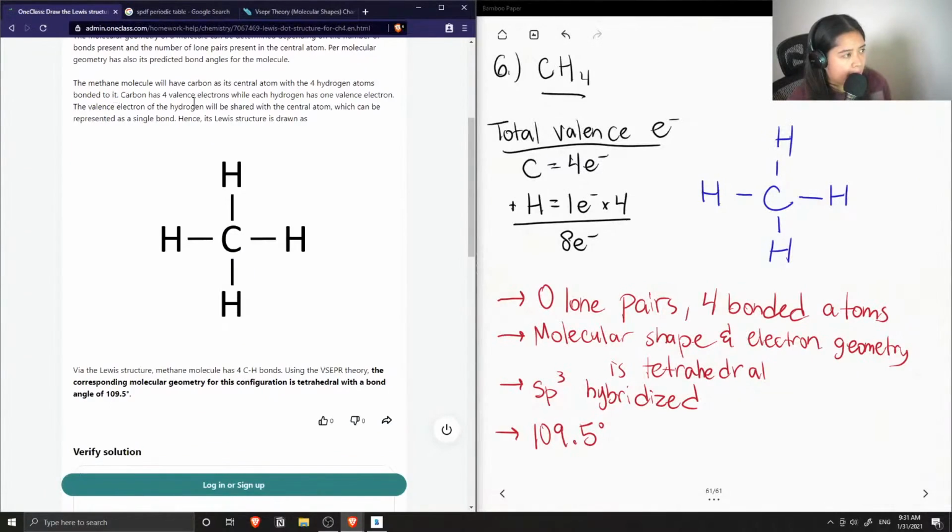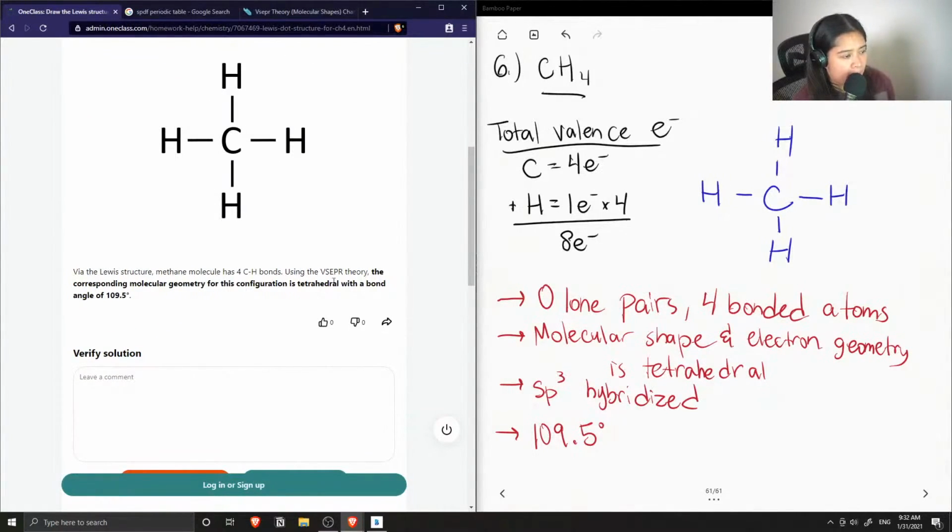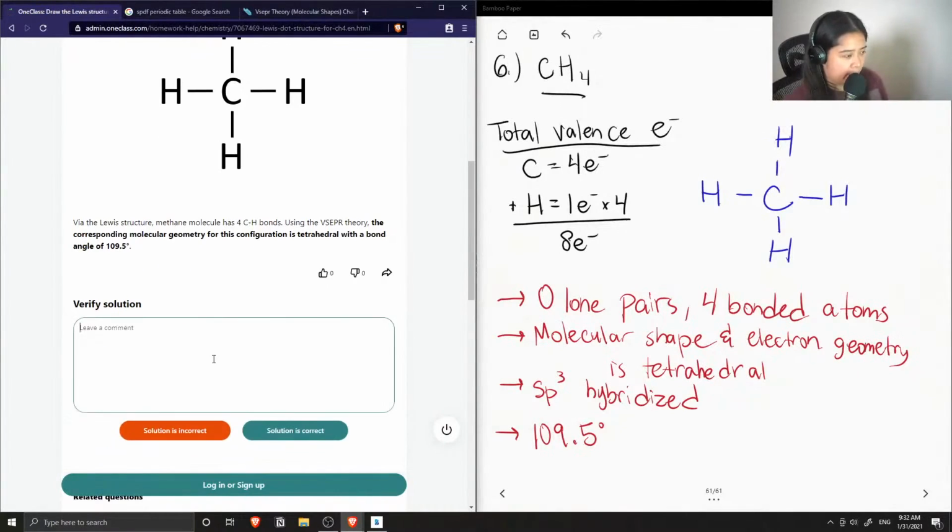The methane molecule will have carbon as its central atom with the 4 hydrogens bonded to it. Carbon has 4 valence electrons, while each hydrogen has 1, and the valence electron of the hydrogen will be shared with the central atom, which can be represented as a single bond. Hence its Lewis structure is the following. So using VSEPR, it has tetrahedral molecular geometry with bond angles of 109.5 degrees. Okay, so this solution is correct.